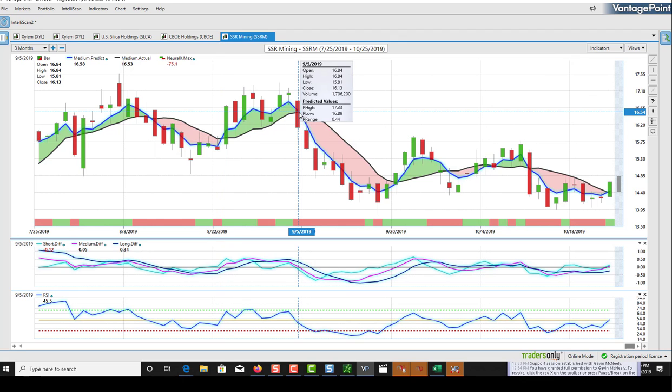To the downside, look at this. Look at that. It's lower than 40. The RSI right here is around 45. See? 45. Then you've got it going to the downside, 3 over 2 over 1. That's what you're looking for. You're looking for those opportunities. Okay.